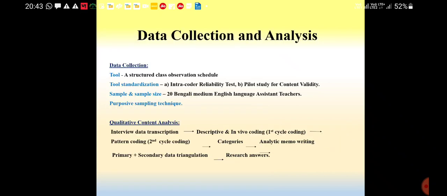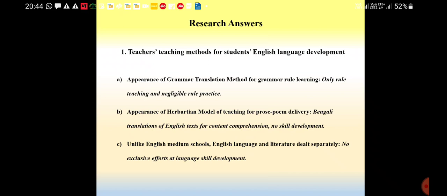For data collection, I had a structured class observation schedule with which I had observed classroom teaching of 20 Bengali medium English language teachers. Qualitative content analysis of the data was done and the subsequent research answers are as follows. The answers are as per the research objectives.